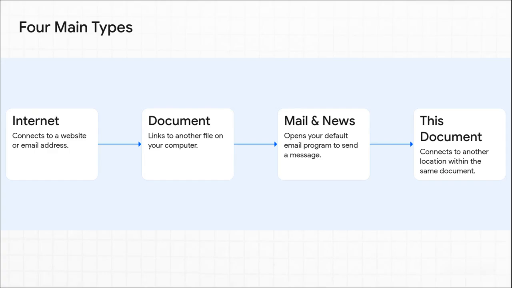First, you have the internet link. This is the one we all know. It takes you to a web page. Then you can link to another document that is saved on your computer, which is super useful for project files. There's also a mail and news link. This one can open up a new email for you, already addressed. And finally, you can even link to a spot within this document itself. This is fantastic for things like a table of contents.